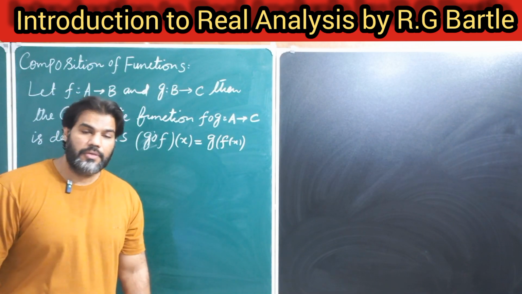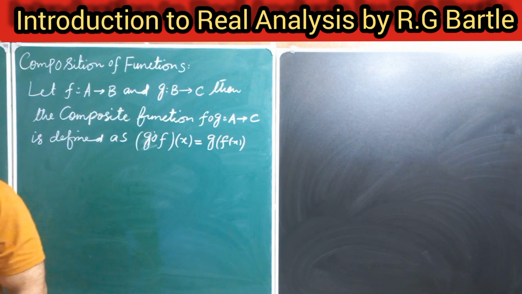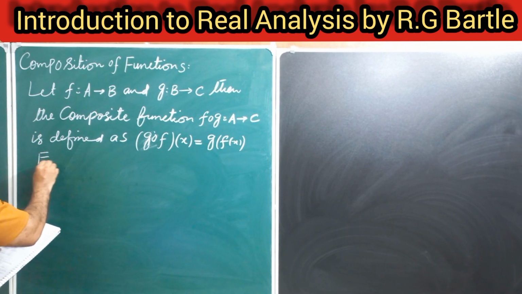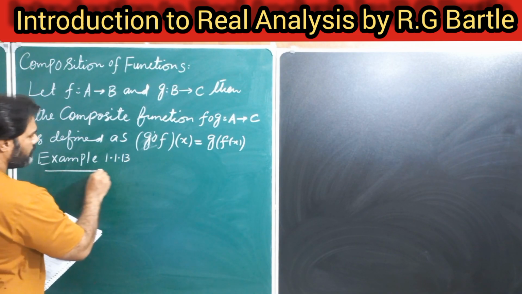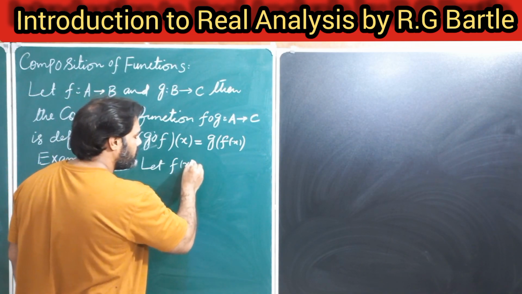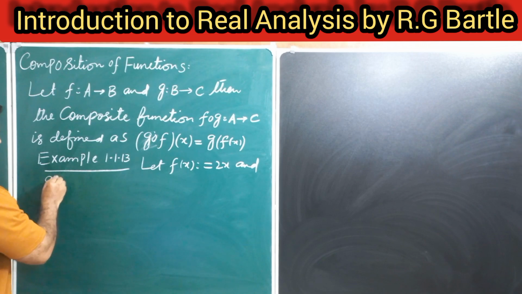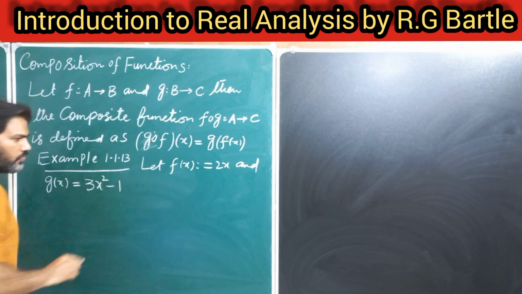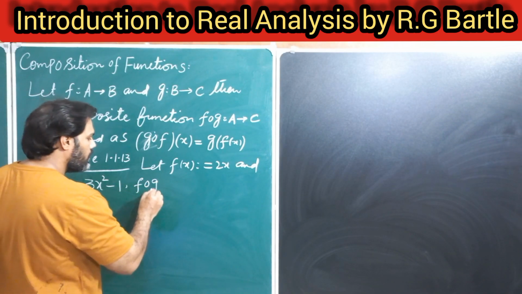Firstly, we discuss example 13. Later I will discuss some important points related to the composition of function. So example 13 is this, example 1.1.13. Here I have two functions. The first function is f of x, which is defined as f of x is equal to 2x, and my second function is g of x is equal to 3x square minus 1. We need to find f circle g and g circle f.